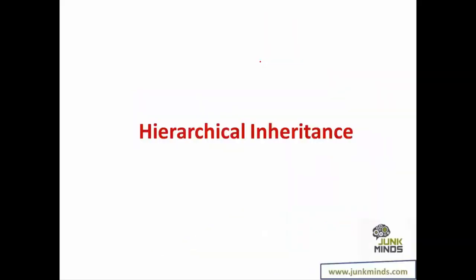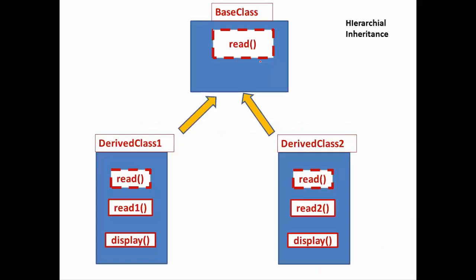Now, similarly, you have something called hierarchical inheritance. What happens in hierarchical inheritance? If you have a base class which has a read method. Now, in the first derived class, I've written, say, suppose read1 and display1. In the second derived class, say, I've written read2 and display2. Now, if I use inheritance and derive both these classes, derived class 1 and derived class 2, from the base class, then this read method gets inherited here as well, and this read method inherits here as well.